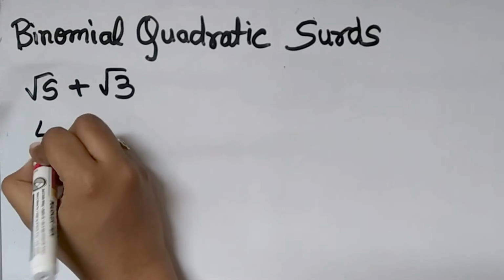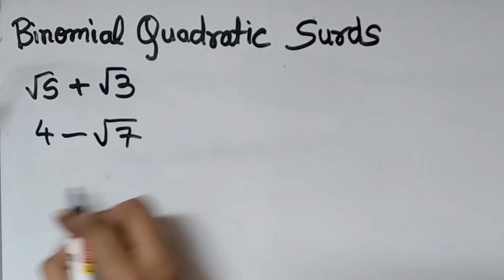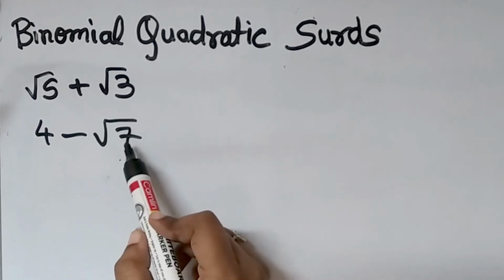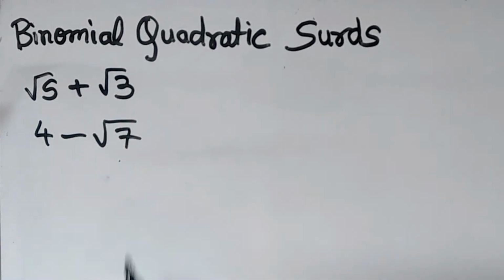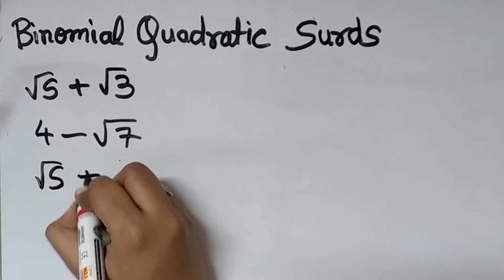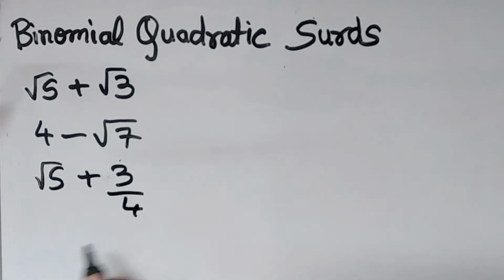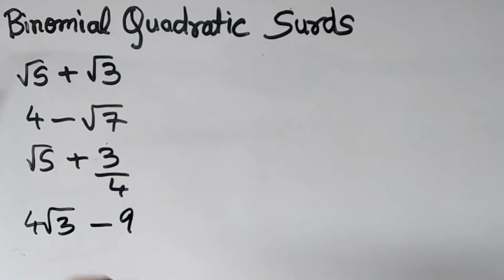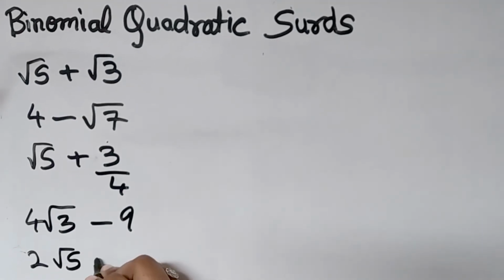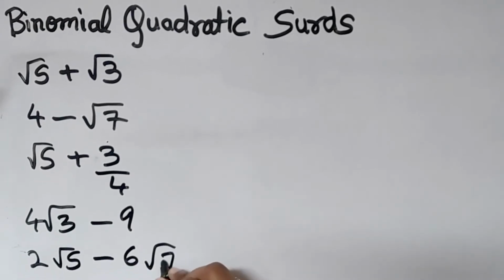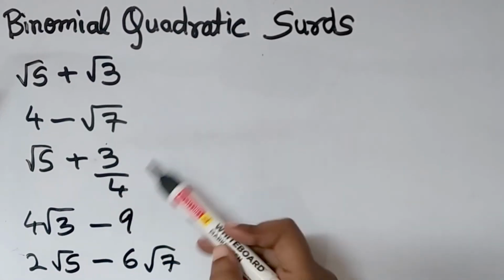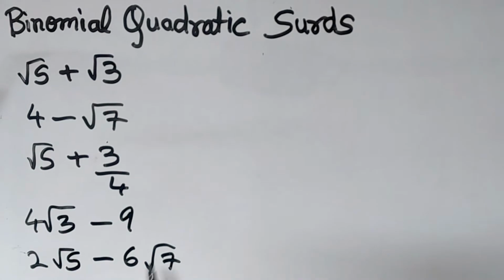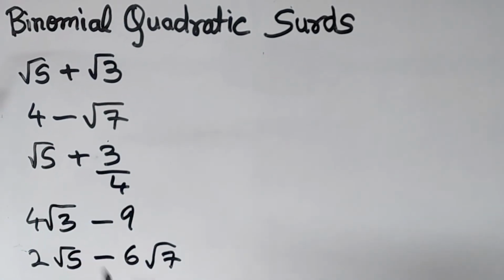Okay, now see one more example, 4 minus root 7. This is also a binomial quadratic surd because it has two terms and one term is a quadratic surd. Root 5 plus 3 by 4. One more example, 4 root 3 minus 9. One more example, 2 root 5 minus 6 root 7. So all these are examples of binomial quadratic surds, meaning they have two different terms connected with a plus sign or minus sign. Okay.